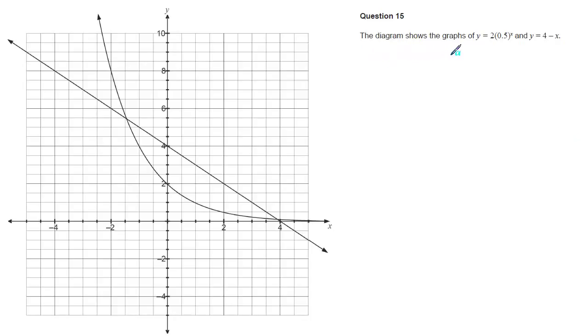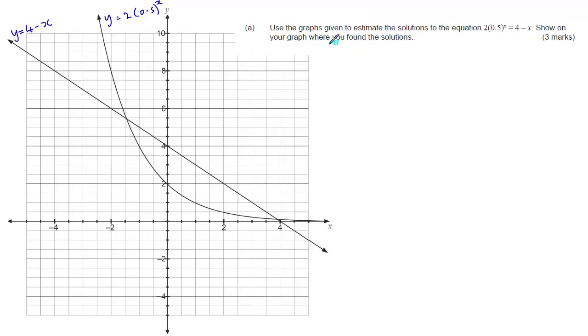The diagram shows the graphs of y equals 2 times 0.5 to the x and y is 4 minus x. So it's worth labelling them. Y is 4 minus x must be the straight line, and this must be y equals twice 0.5 to the x.